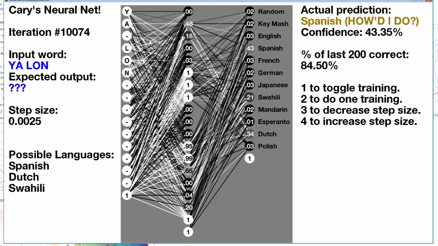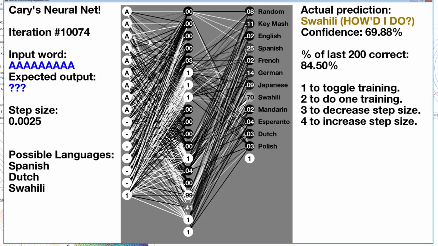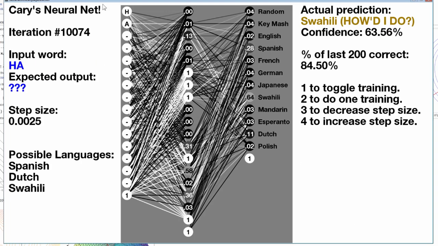So let's type in the stuff I always type in. Screaming. Who screams the most? Swahili is the most screamy language of the three. Swahili is also the best for laughing. Oh, I should try screeching.